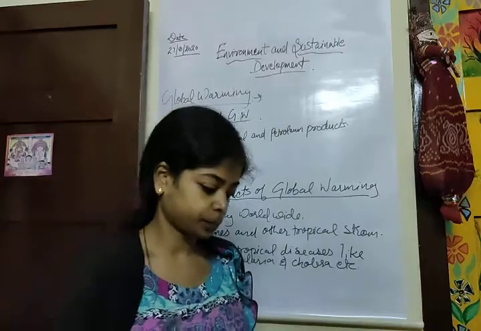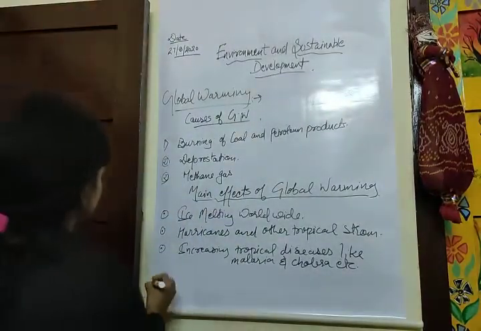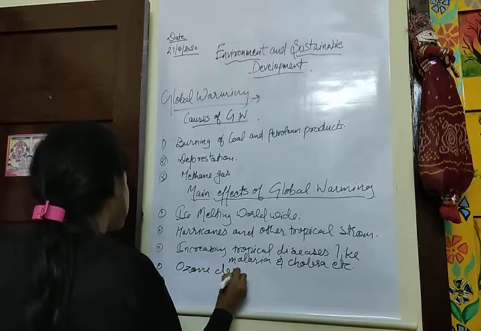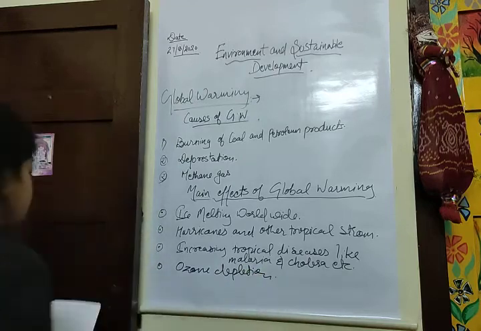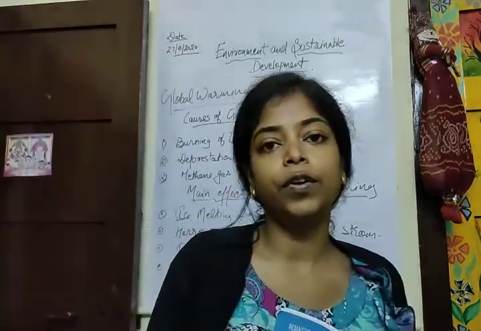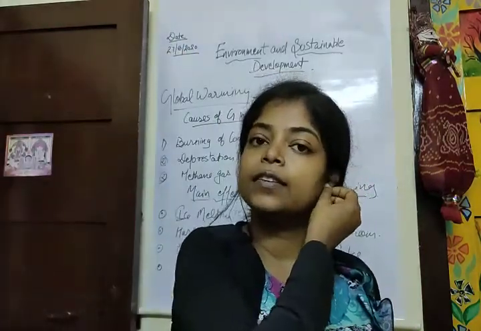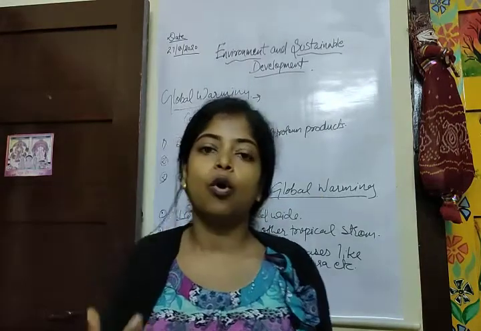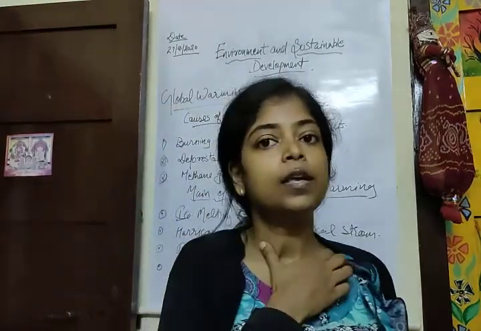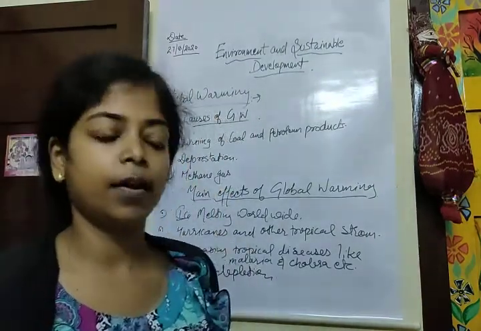Now the second effect is ozone depletion. Because of global warming, the ozone layer in our atmosphere, which protects us from the UV rays of the sun, is getting depleted. Holes are occurring in it, and because of this, sunlight comes directly to the earth, and it causes skin cancer and other serious diseases to human beings. So it is a very harmful and worrying problem occurring in our atmosphere.